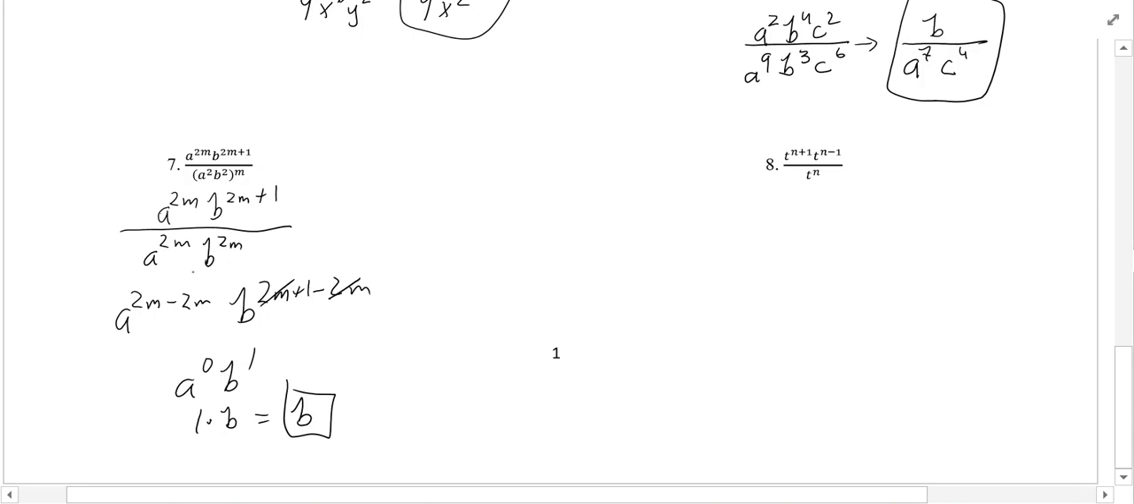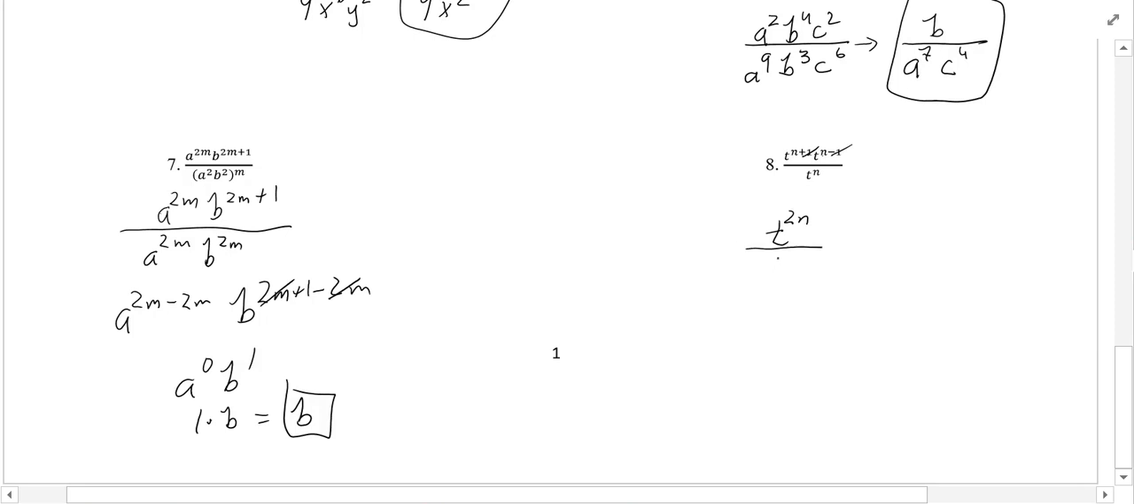All right, so for number 8, you want to simplify the numerator first because they are like terms. Remember, same base multiplication means you add the exponents. So here we have n and n, so that's going to give us t to the 2n. You have 1 and negative 1, so these two are going to cancel out.